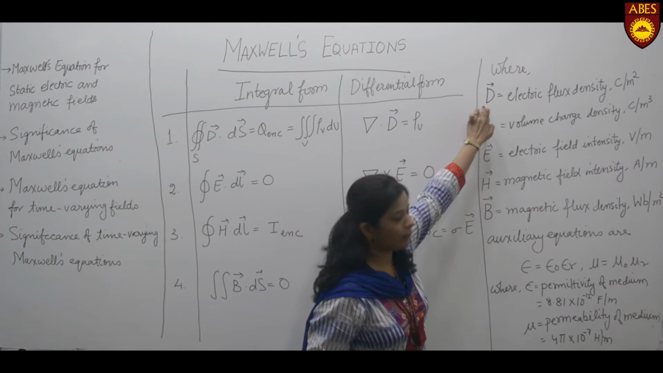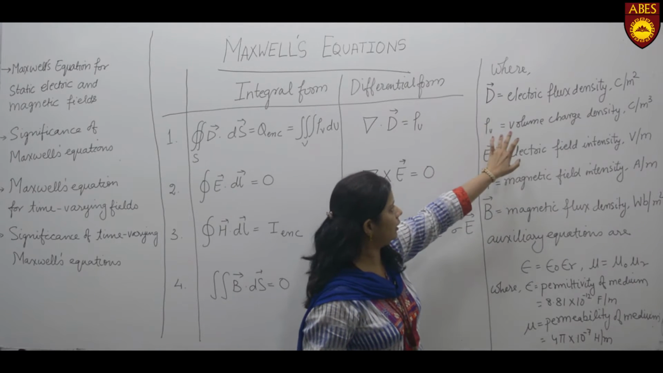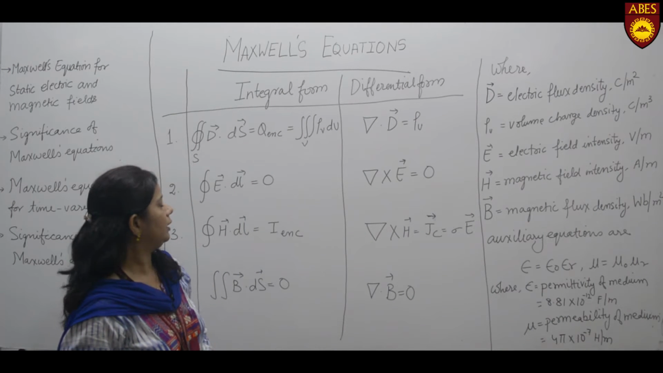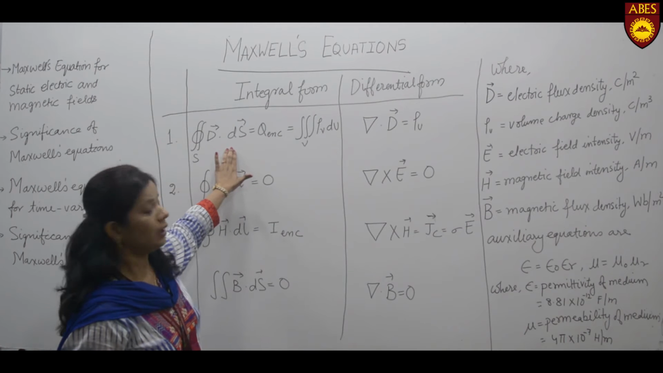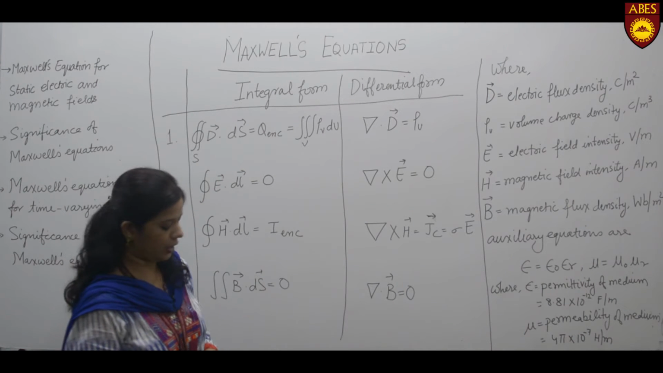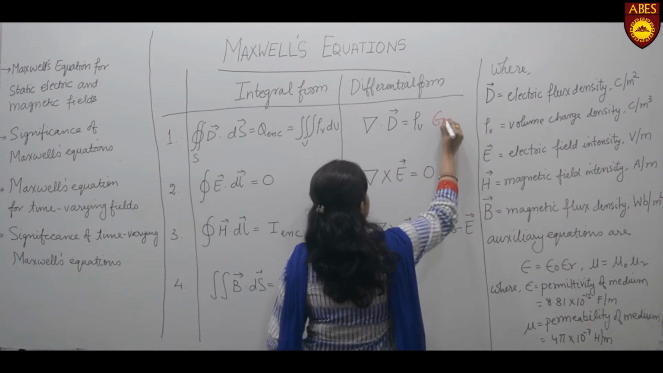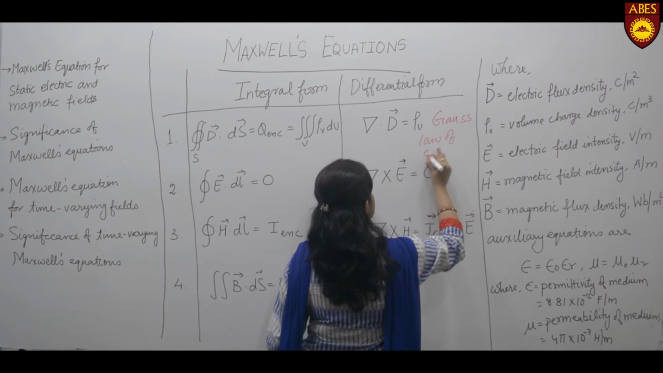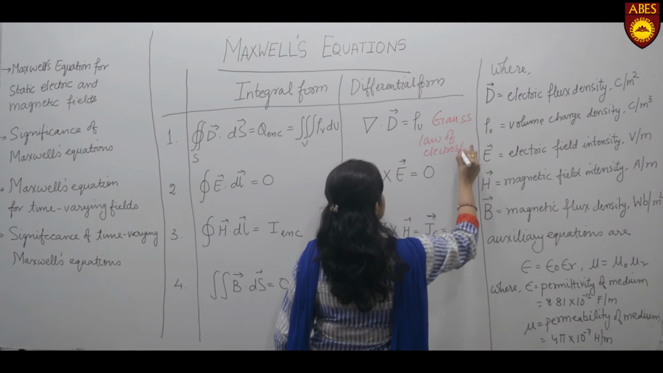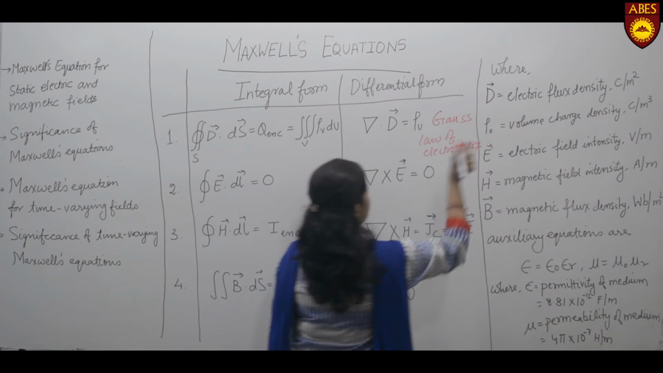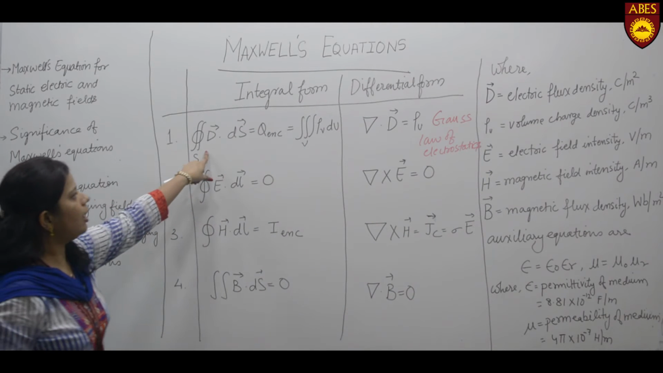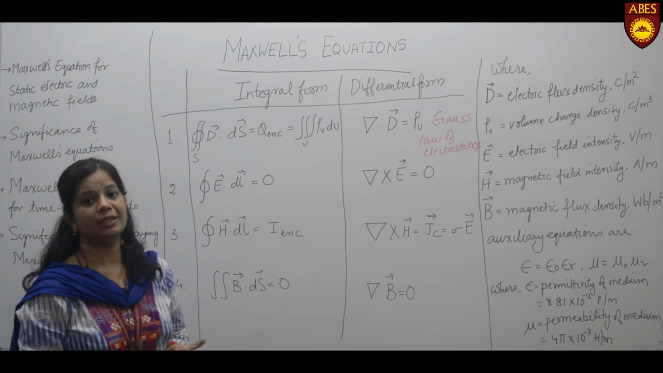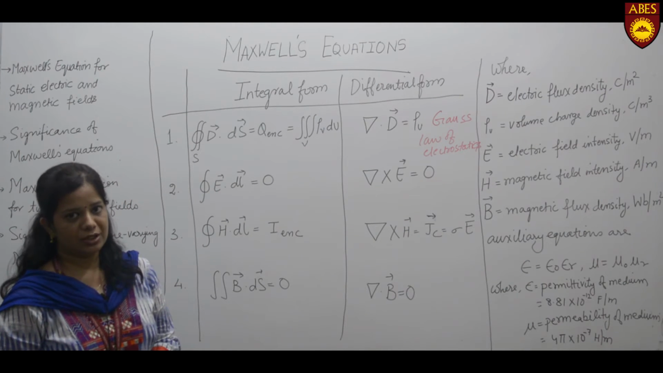Here D is the electric flux density, unit will be coulombs per square meter, and rho V is the volume charge density, unit will be coulombs per cubic meter. This equation is the Gauss law of electrostatics. Here the closed surface that we are assuming, in which the total charge is enclosed, is an imaginary surface which is known as the Gaussian surface.